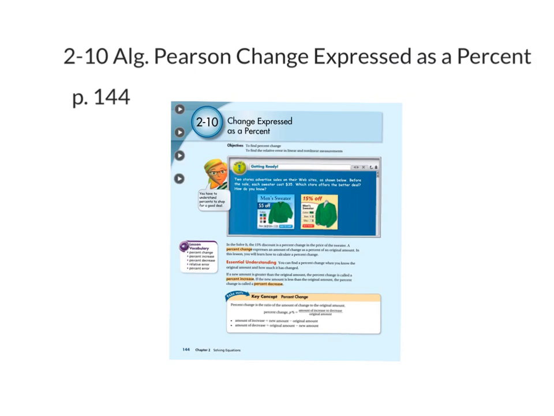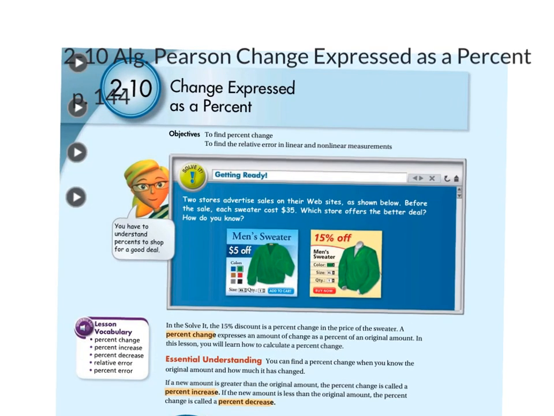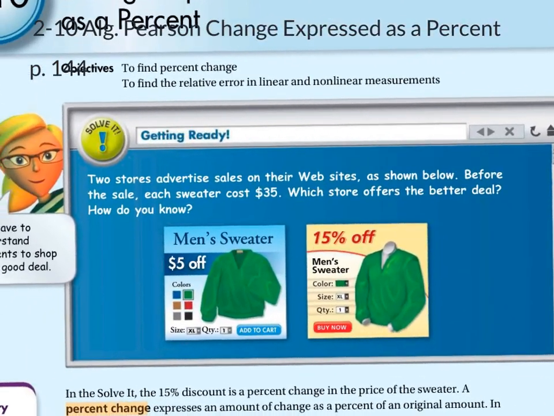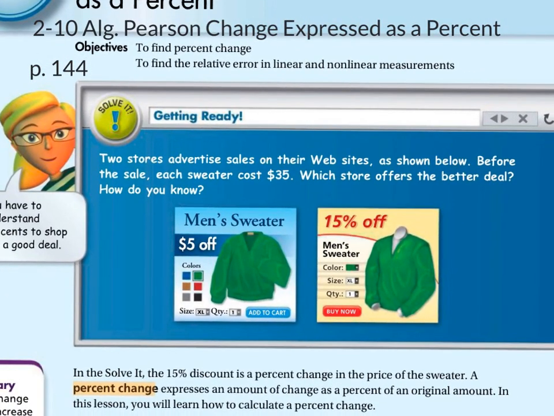Page 144, lesson 210 is on change expressed as a percent. One of the things in this section is percent change, and this comes into play a lot of times if you're going shopping. You're trying to figure out what the better deal is.